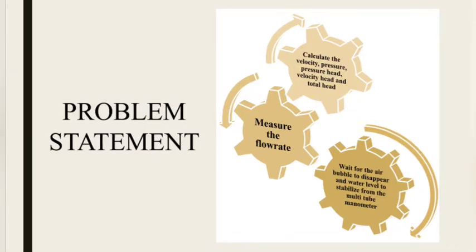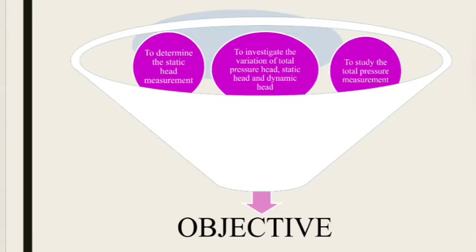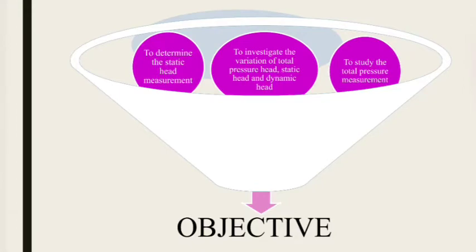After that, I will show you the objectives of the Bernoulli's principle experiment. The first objective is to investigate the variation of total pressure head, static head, and dynamic head. Secondly, we have to determine the static head measurement, and lastly, to study the total pressure measurement.